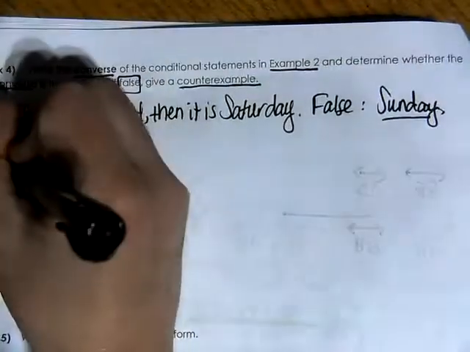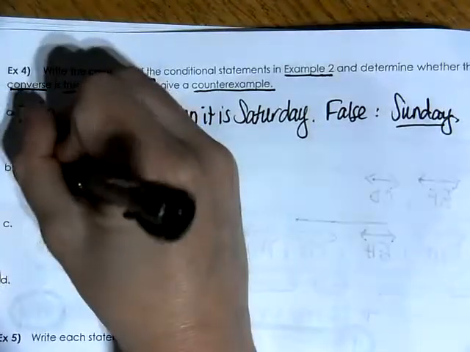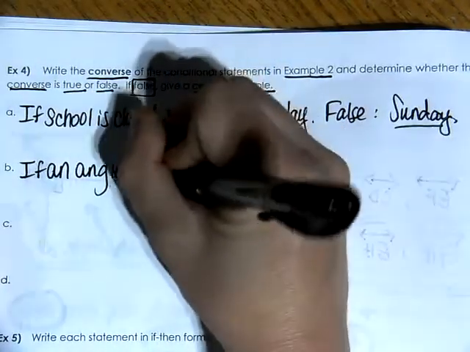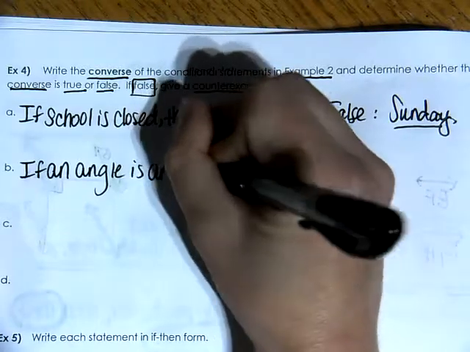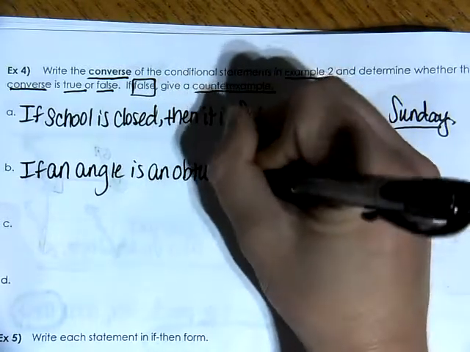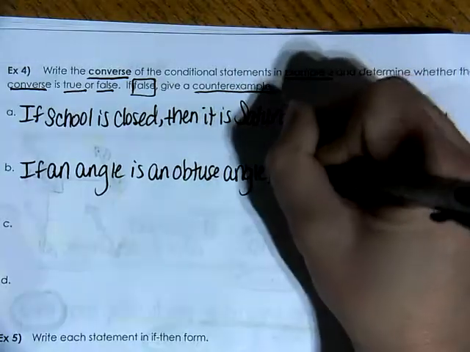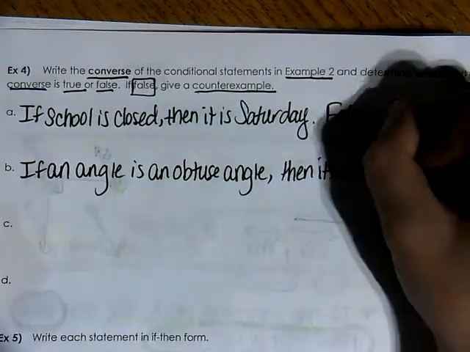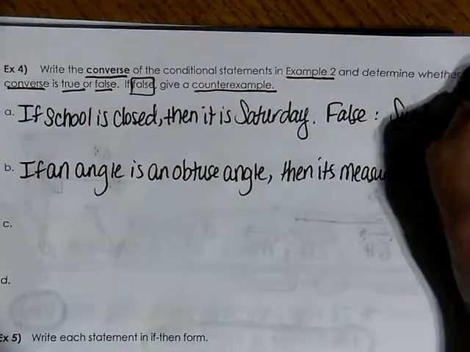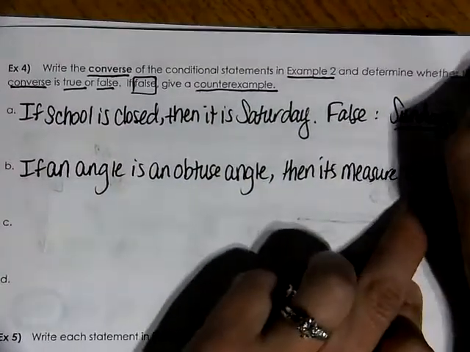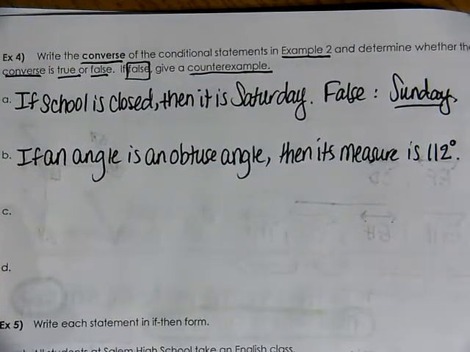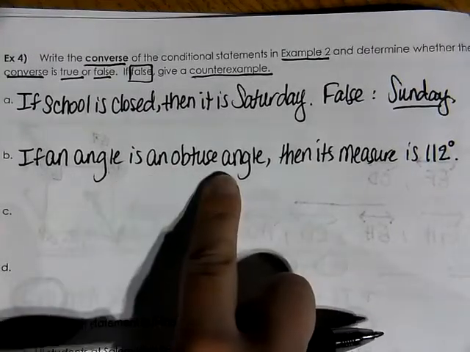So I'm going to write, if an angle is an obtuse angle, then its measure is 112 degrees. Is this true or false? Well, it's false. If an angle is an obtuse angle, then its measure is 112.